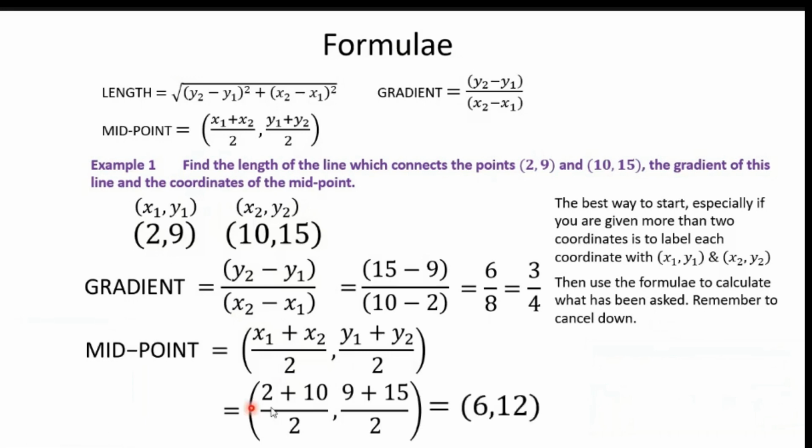Simplifying this, 2 plus 10 is 12, divided by 2 gives us 6. 9 plus 15 is 24, divided by 2 gives us 12. Remember, this is a point. They want to find the midpoint, meaning they want the location of that particular midpoint. The x coordinate is 6 and the y coordinate is 12. So it's a point, and you want to write down the coordinates. That's how you would do that.